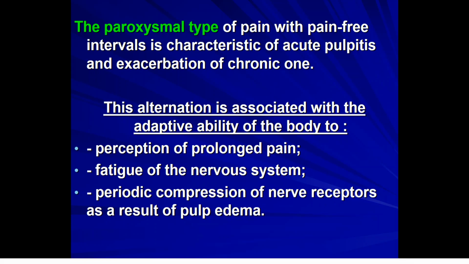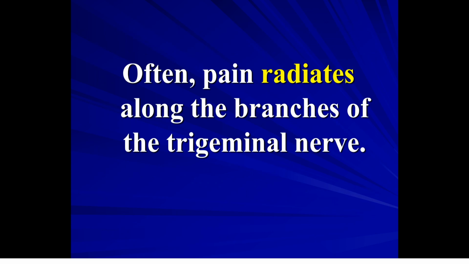The paroxysmal type of pain with pain-free intervals is characteristic of acute pulpitis and exacerbation of chronic one. This alternation is associated with the adaptive ability of the body to perception of prolonged pain, to fatigue of the nerve system, and to periodic compression of nerve receptors as a result of pulp edema. Often, pain radiates along the branches of the trigeminal nerve.